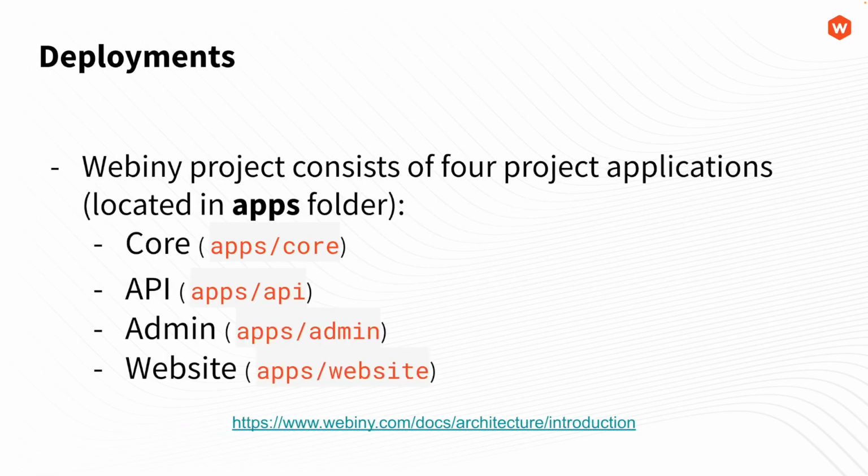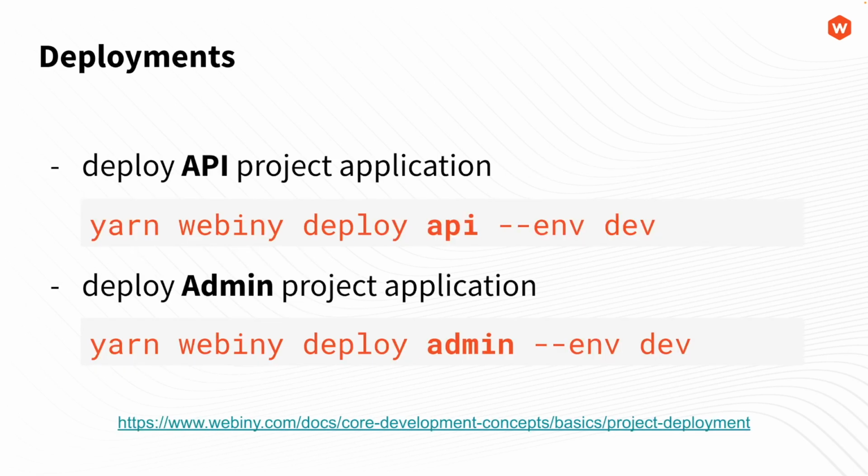Additionally, note that there is an option to deploy only a specific project application. So maybe we just need to deploy the website application because that's where we've introduced a change, and we don't want to deploy core API and admin apps. This can be done again with the yarn webiny deploy command. And in the first example here, we can see we are only deploying the API project application. And in the second example, we are only deploying admin. In both examples, we are using dev as the environment.